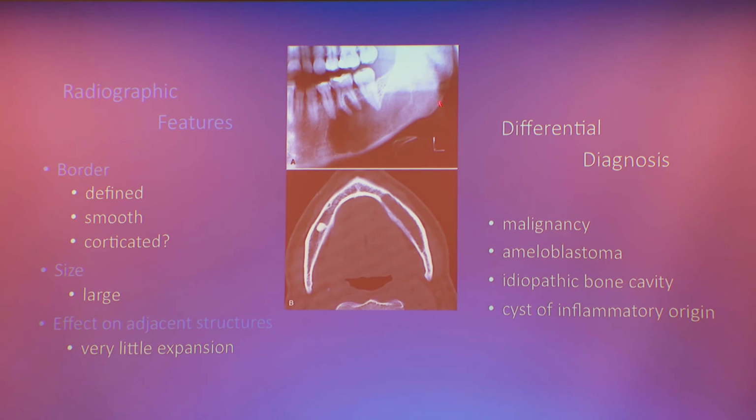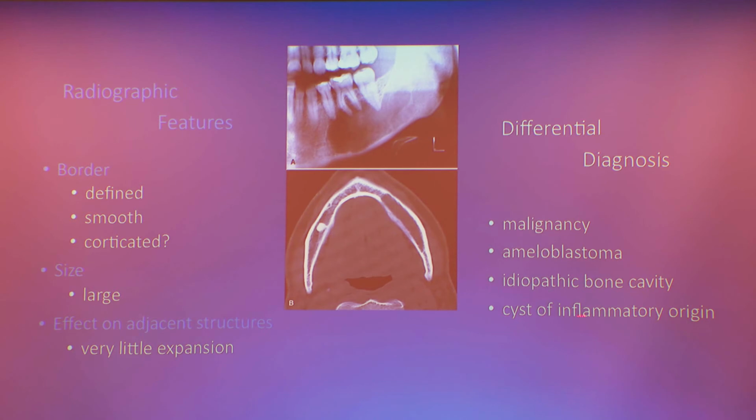Ameloblastomas, if this were a unilocular ameloblastoma, it might look like this on a pan with a smooth corticated border, but they expand a lot, and the inferior cortex is not expanding. In cross-section, the buccal and lingual cortices are not expanding either. So ameloblastoma drops in the differential.